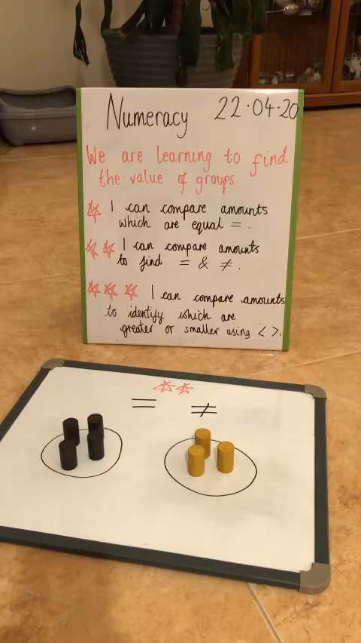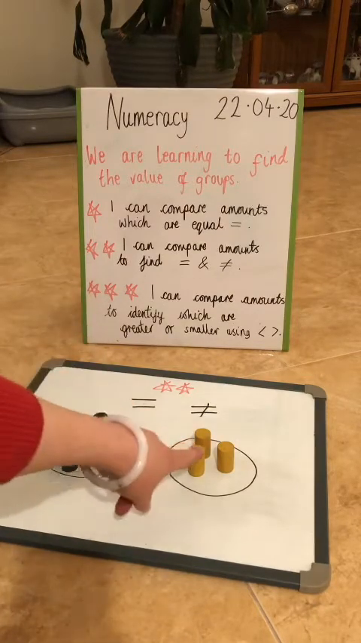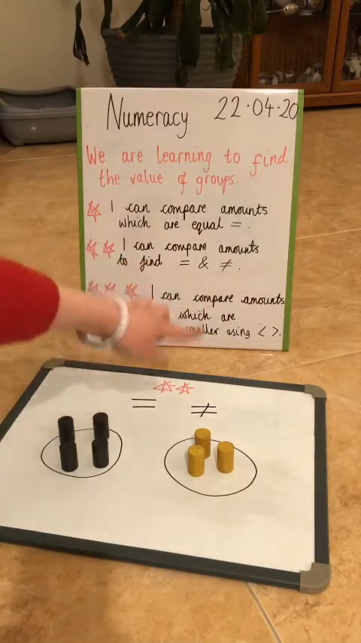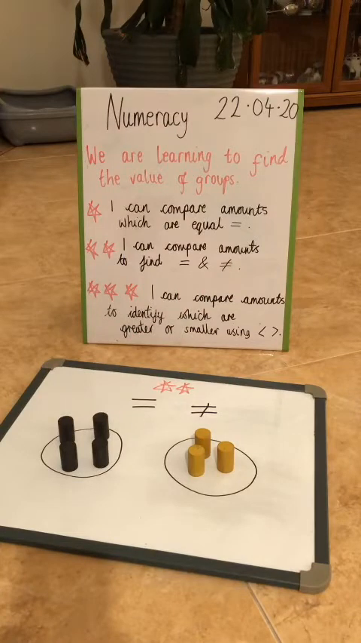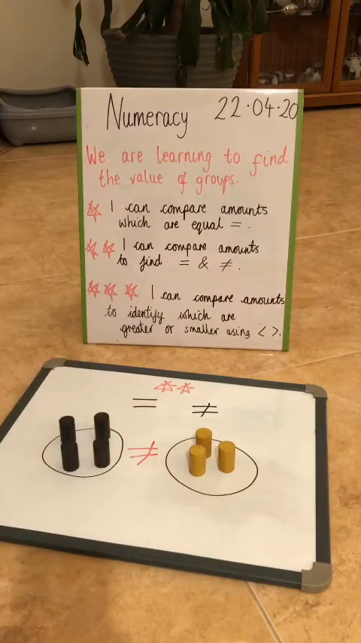You are right. They are not equal. We have got 1, 2, 3, 4 here and 3 there. So they are not the same. So which sign do you think we need to use? The equal sign or the not equal sign? That's right. We need to use the not equal sign. Okay, so we would put the not equal sign in the middle.